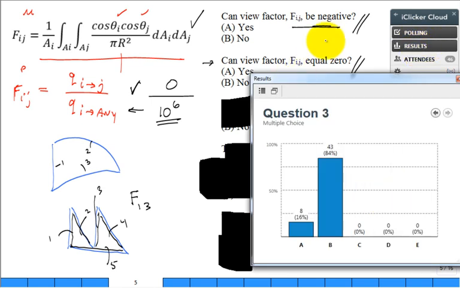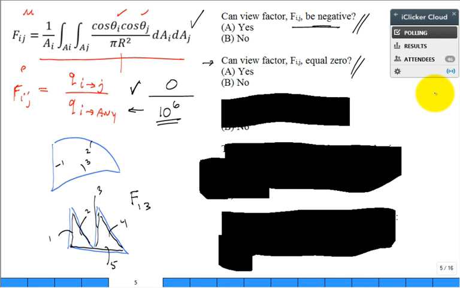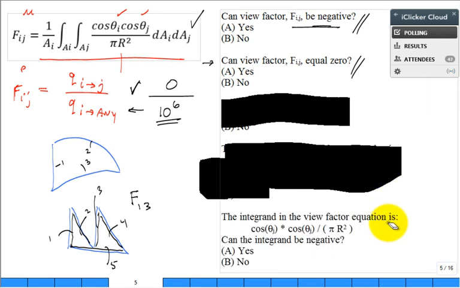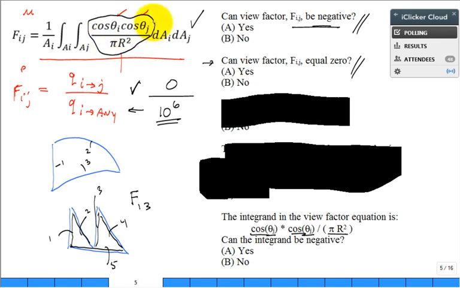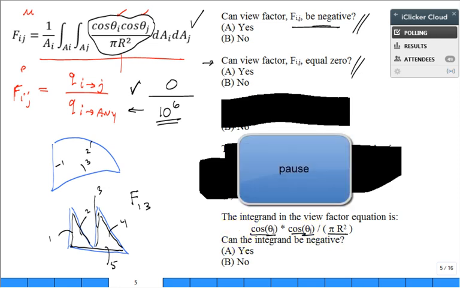So, can the view factor be negative? No, cannot. Okay, 8 people. Well, let's see. Should I go with this one? Okay, the integrand in the view factor equation is given by this: cosine theta i cosine theta j divided by pi r squared. You can see this right here. That's the integrand right there. Can the integrand be negative at any location? Yes or no?